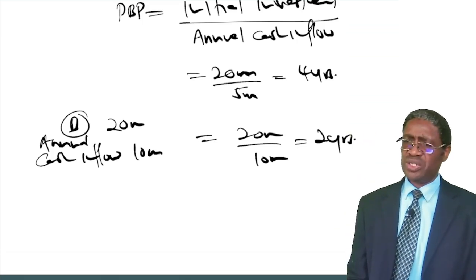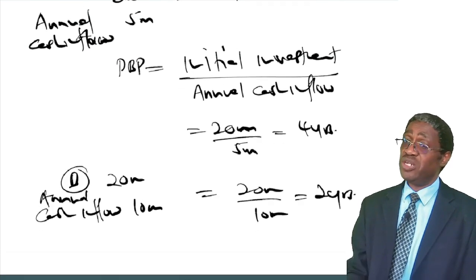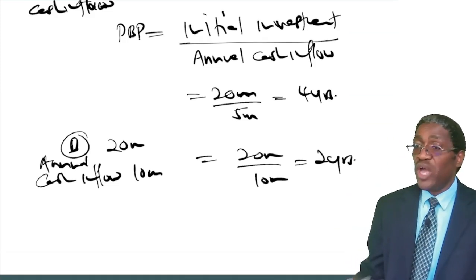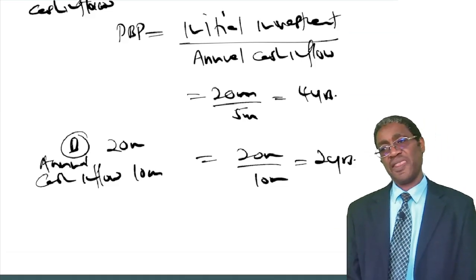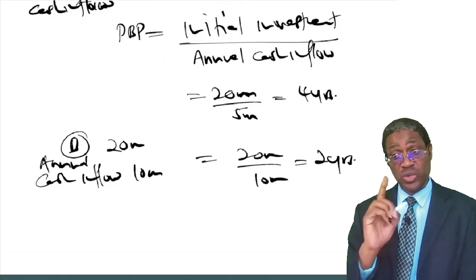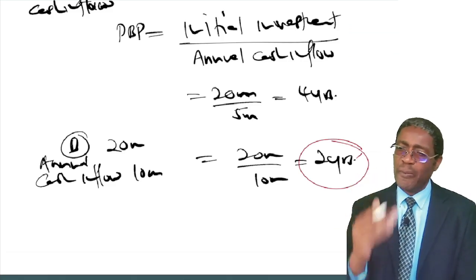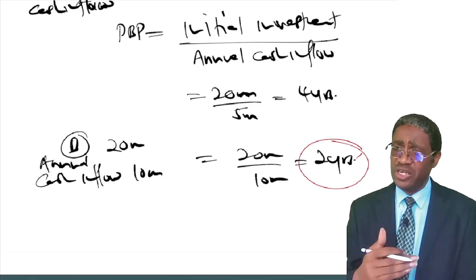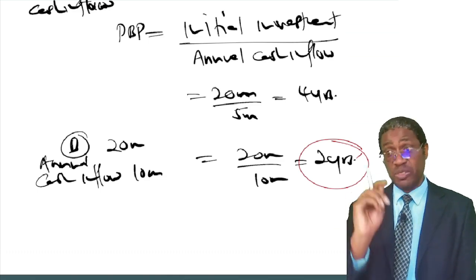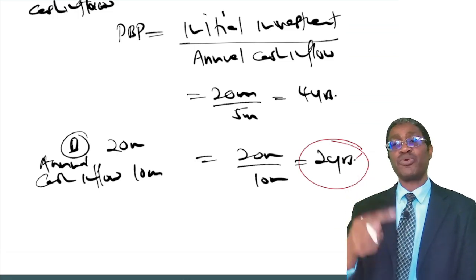The question now comes: as a company or as an investor, would you invest your 20 million in project A, or in project B? It is obvious you will invest your 20 million in project B. Why? Because it has a shorter payback period. You tend to recover your 20 million faster in project B than in project A.